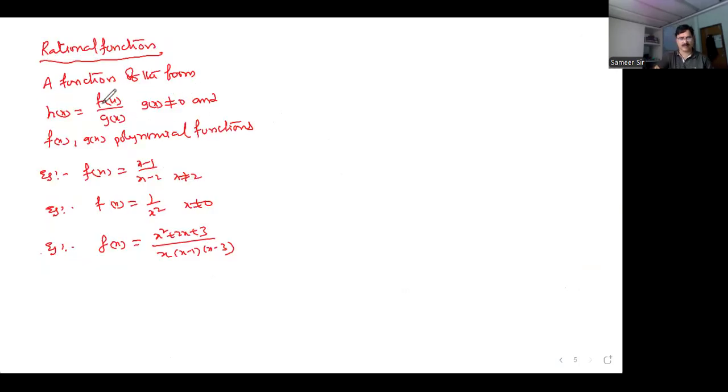Whatever I said, that I wrote here clearly. See, a function of the form f of x by g of x, I said g of x not equal to 0, and f of x, g of x are polynomial functions.